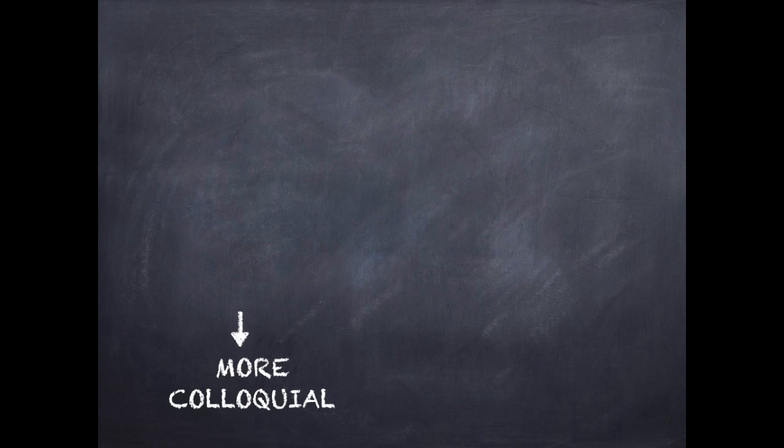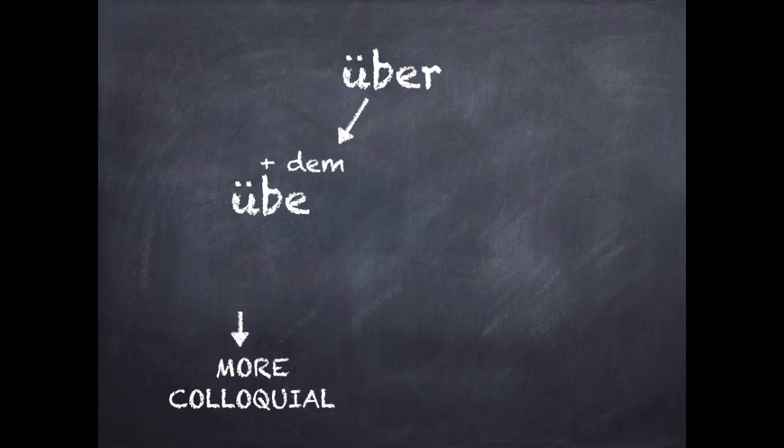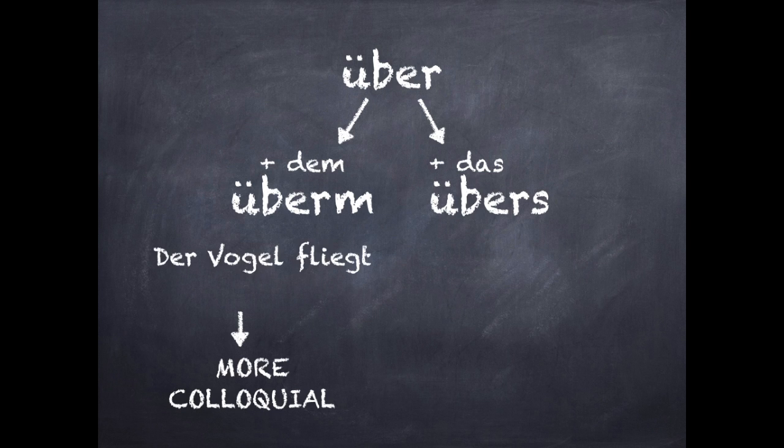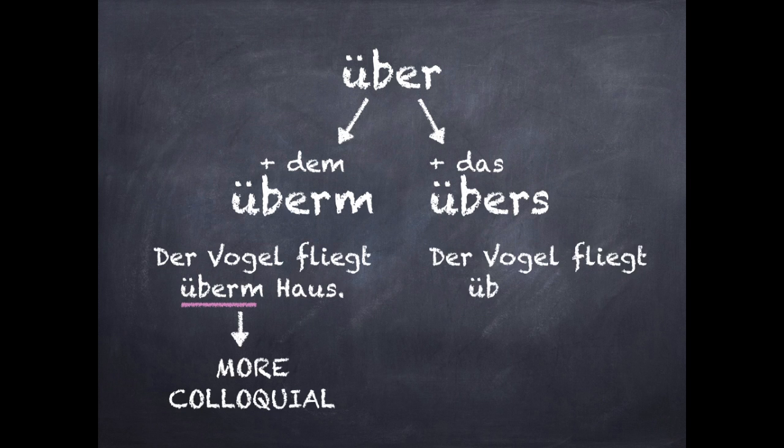And then we have a more colloquial use here for über and dem, which is überm, more used in speaking than it is in writing. And then übers with the accusative contraction. Der Vogel fliegt überm Haus, or der Vogel fliegt übers Haus. Review the two-way prepositions if you don't really know what the difference here is.